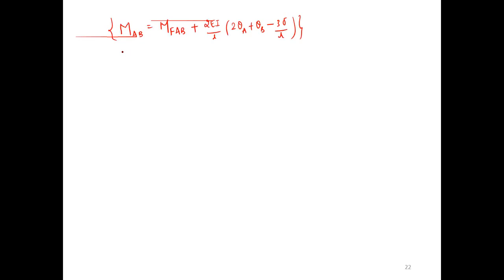Similarly, for the far end, we have MBA, which is equal to MFBA plus 2EI by L into 2 theta B plus theta A minus 3 delta by L. A general beam problem we solved.